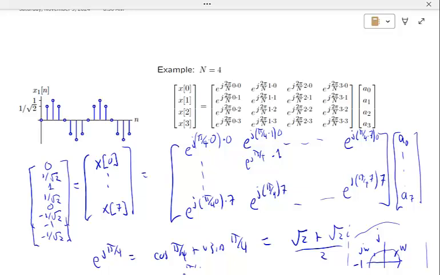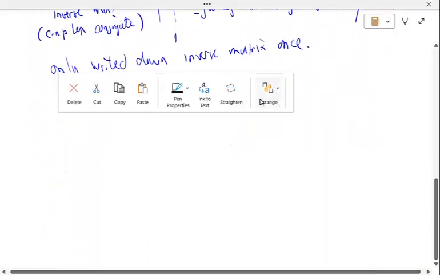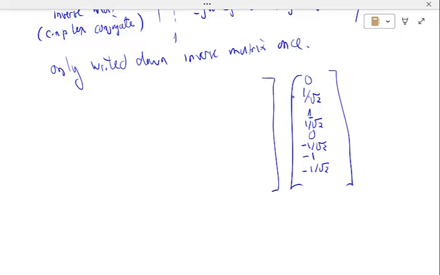So I'm going to be using this x to recover the a's. I'm going to multiply the inverse of this matrix times the x. So if I go down here, I'm going to do the inverse matrix. So this is going to be 0, and this is 1 over root 2, and then this is 1, and this is going to be 1 over root 2 again, and then this was 0, and then this is negative 1 over root 2, and then negative 1, and negative 1 over root 2, and then 0, and that's it. 1, 2, 3, 4, 5, 6, 7, 8. That's it. I need to multiply this by the inverse matrix.